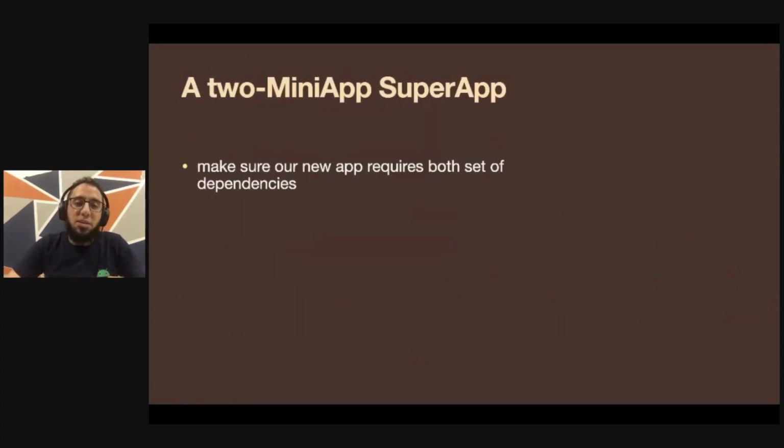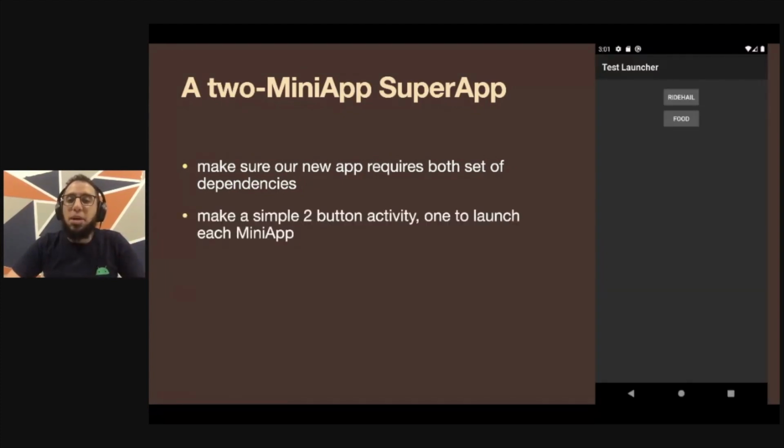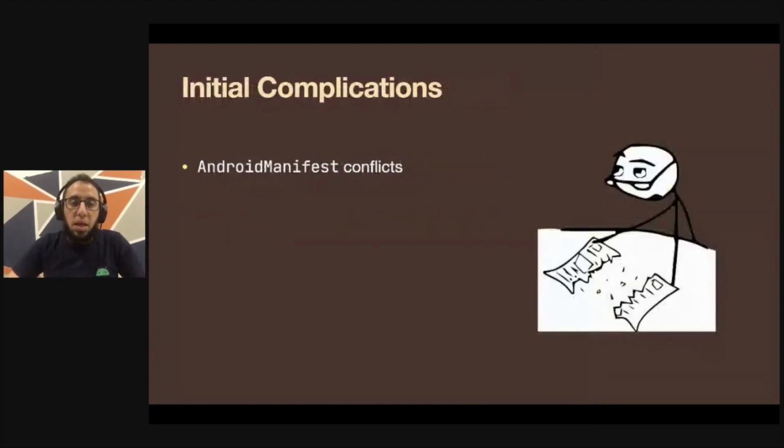And then we update our super app to be a 2 mini app super app, essentially. We make sure app depends on both these dependencies, ride-hailing and food. And we make a simple 2-button launcher activity just to test things out and make sure things are working initially. And things don't work. And some of the initial complications we run into.